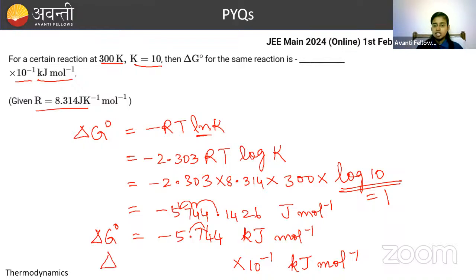So delta G naught will be equal to minus 57.44 into 10 to the power minus 1. Okay, the answer is minus 57.4. Are you all able to understand? It is just about the decimal thing. That's it. Remaining things are the same. Clear? Shall we go for the next?